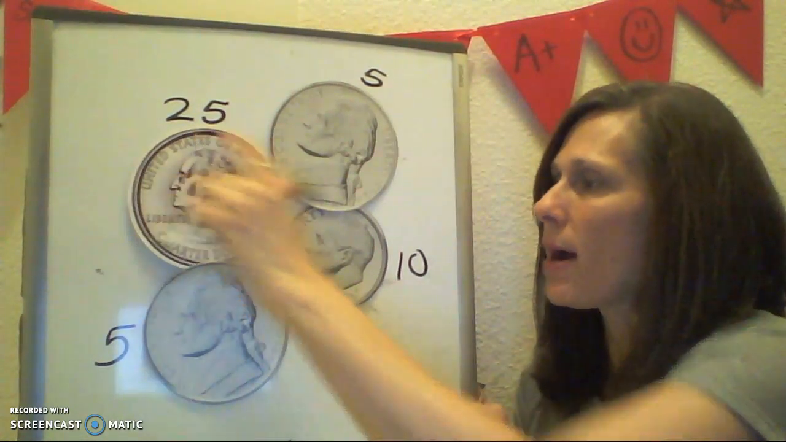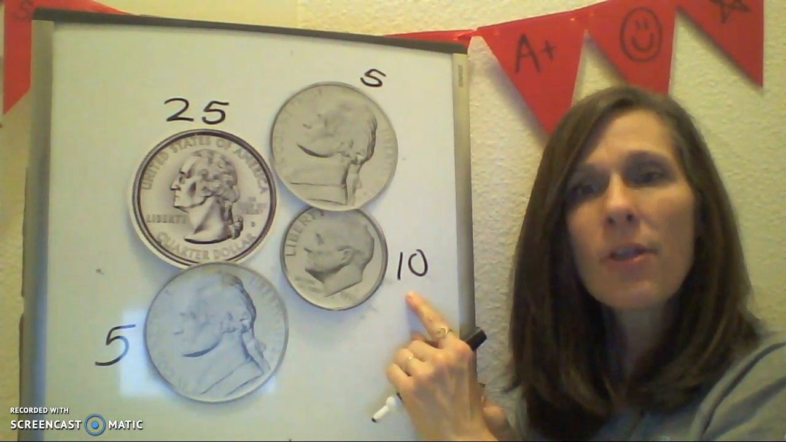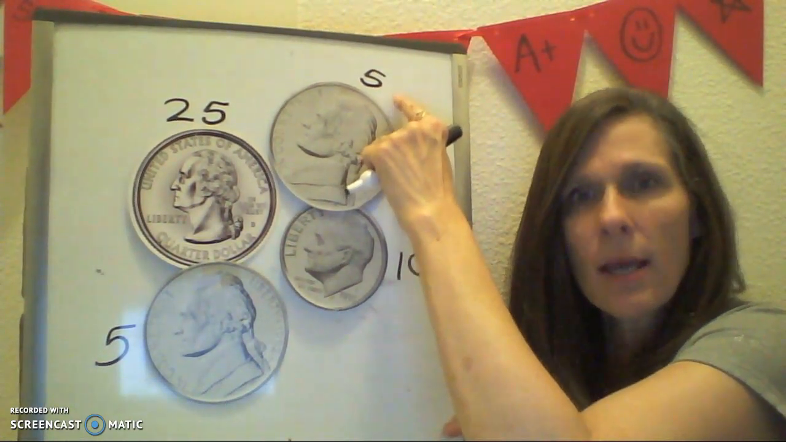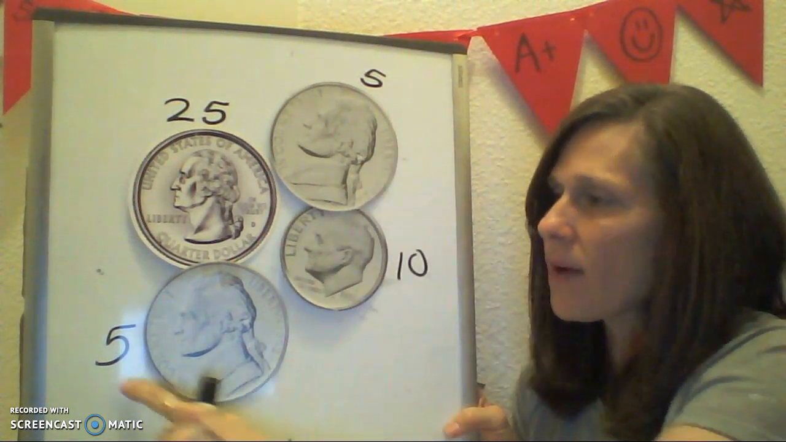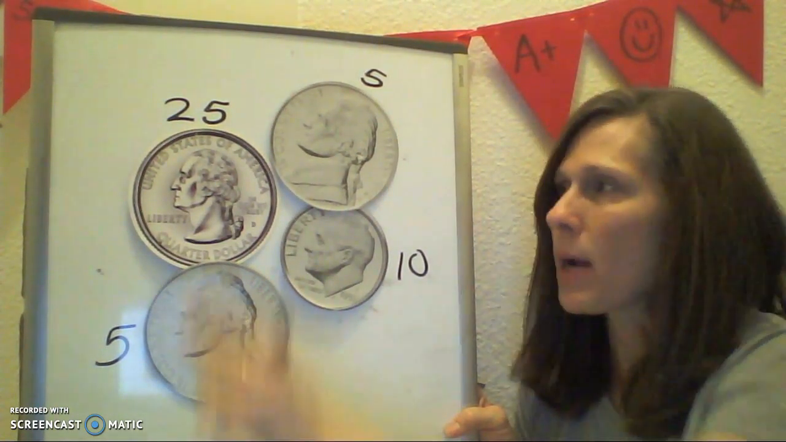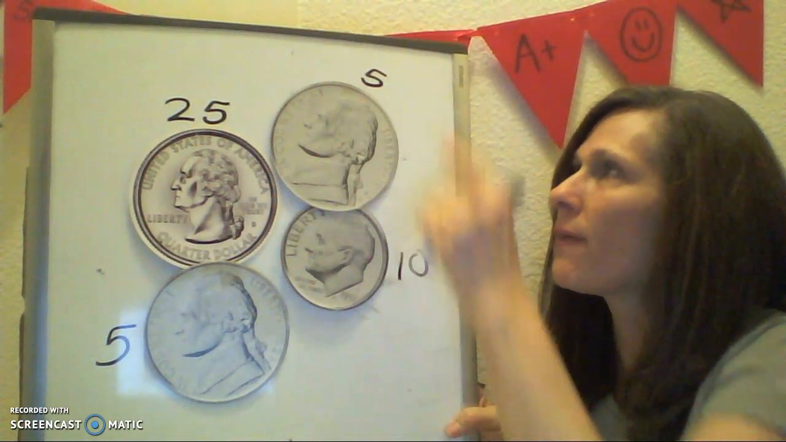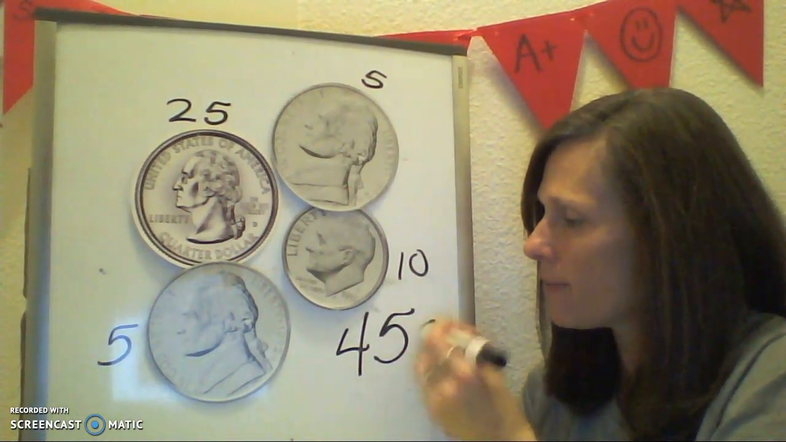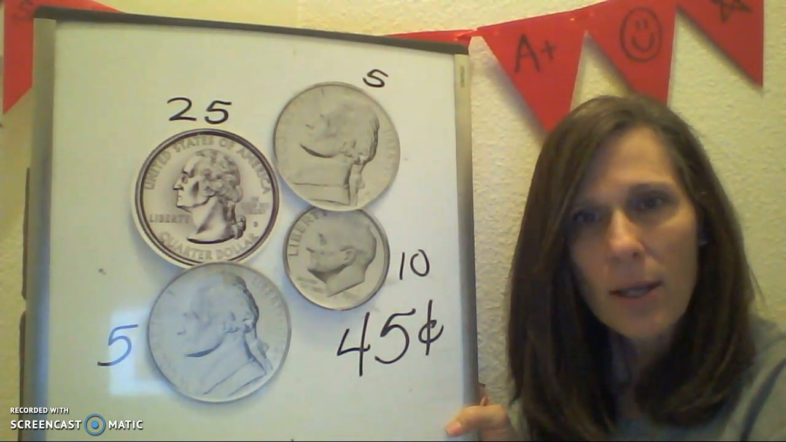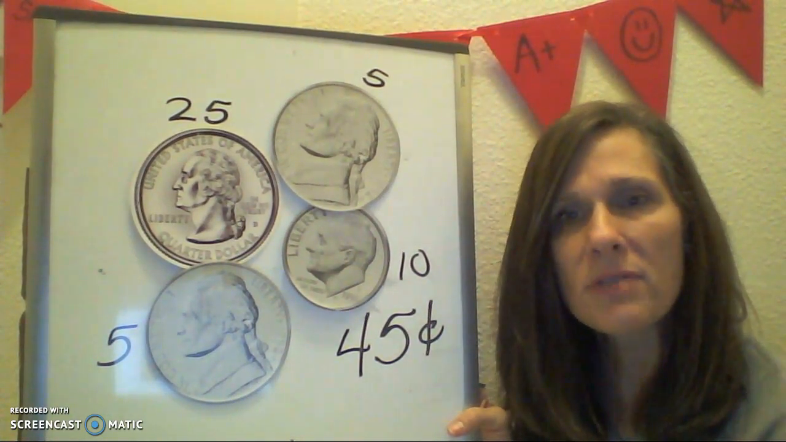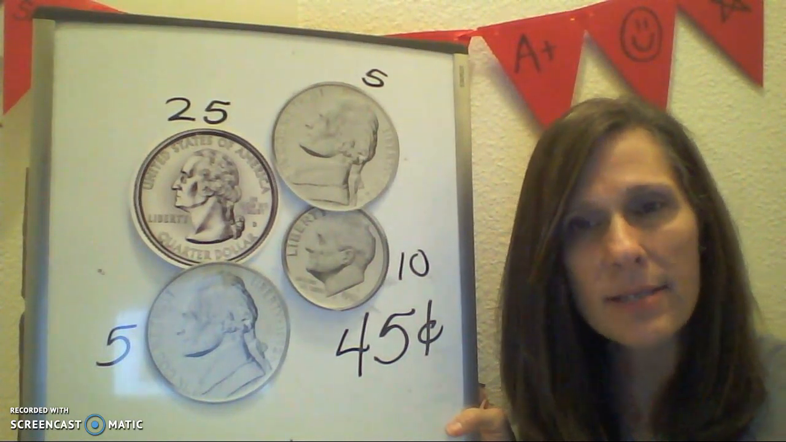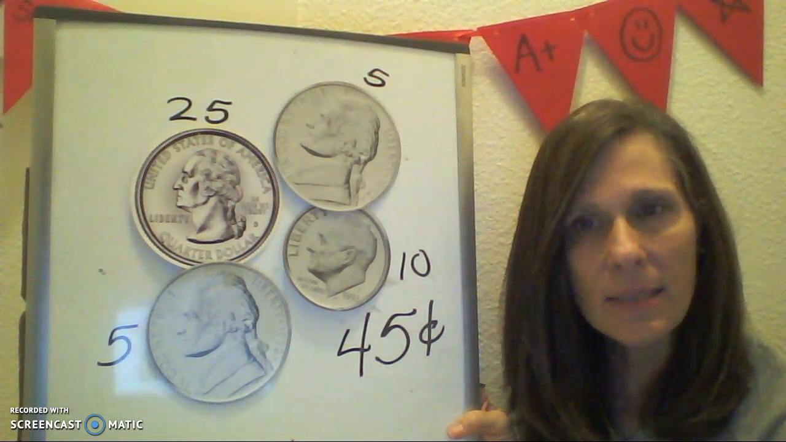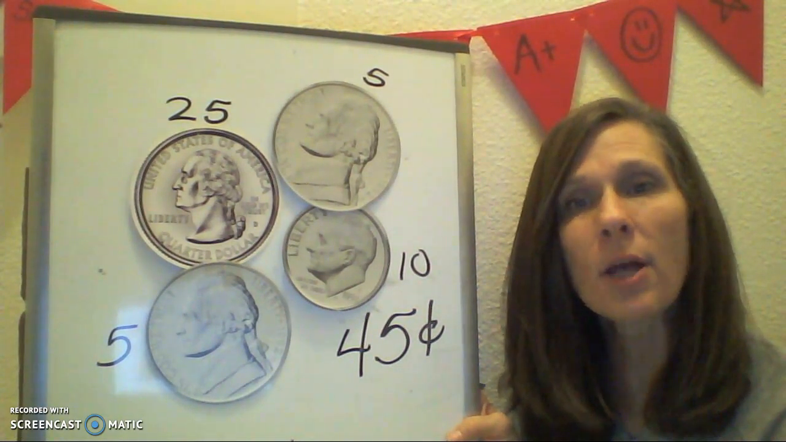Okay, so 25 plus 10 is 35. 35 plus 5 is 40. And 40 plus 5 is 45. So I would count it 25, 35, 40, 45. Okay, so 45 cents is what I have. Okay, so make sure that you're following those steps, that you identify the coins, you name the value, you start with the coin that has the highest amount and count down to the coin that has the lowest amount.